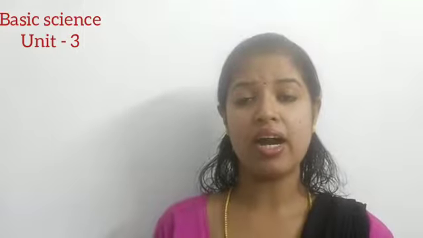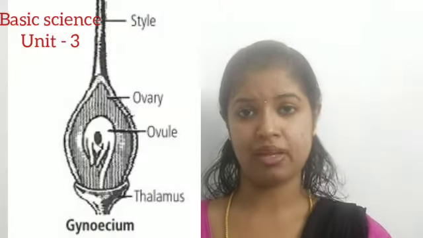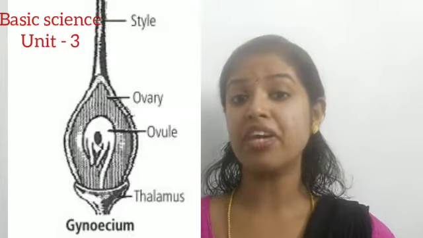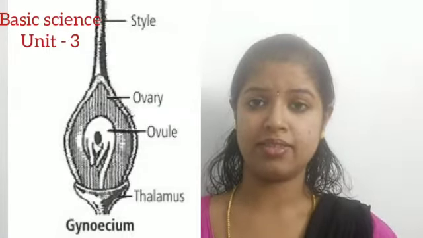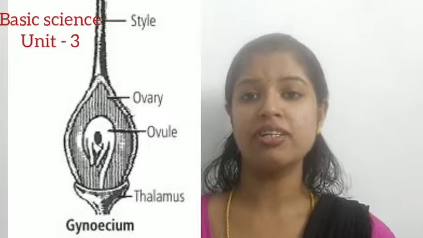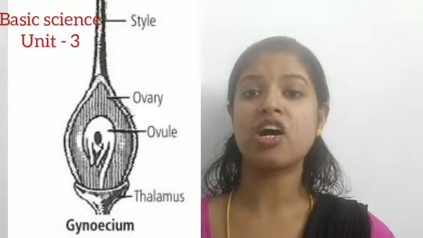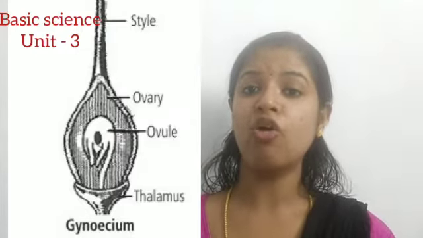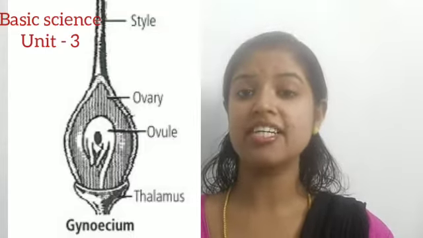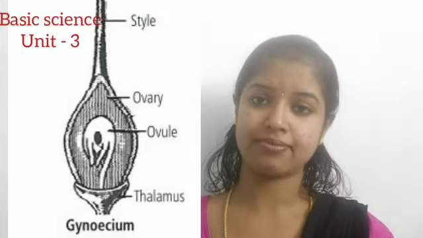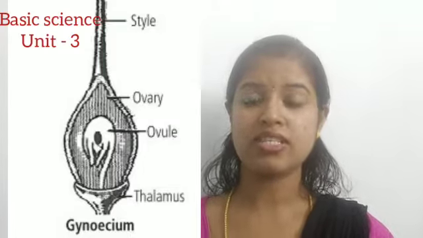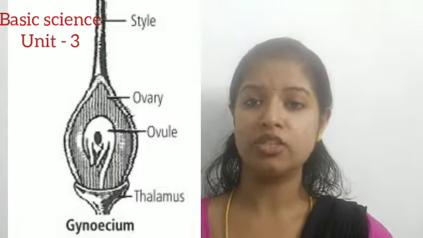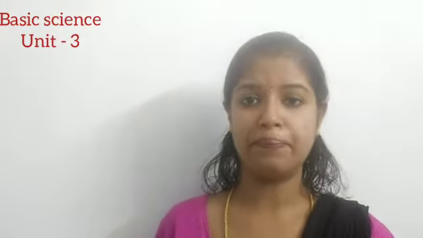Next one I am going to say about is gynoecium, which is otherwise known as the female part of the plant. See, this is the picture of a gynoecium. It consists of stigma, style, ovary, and inside the ovary there are ovules, which are the eggs, which later will turn into fruits and seeds. So this is the structure of the gynoecium. So this is the female part of the flower.